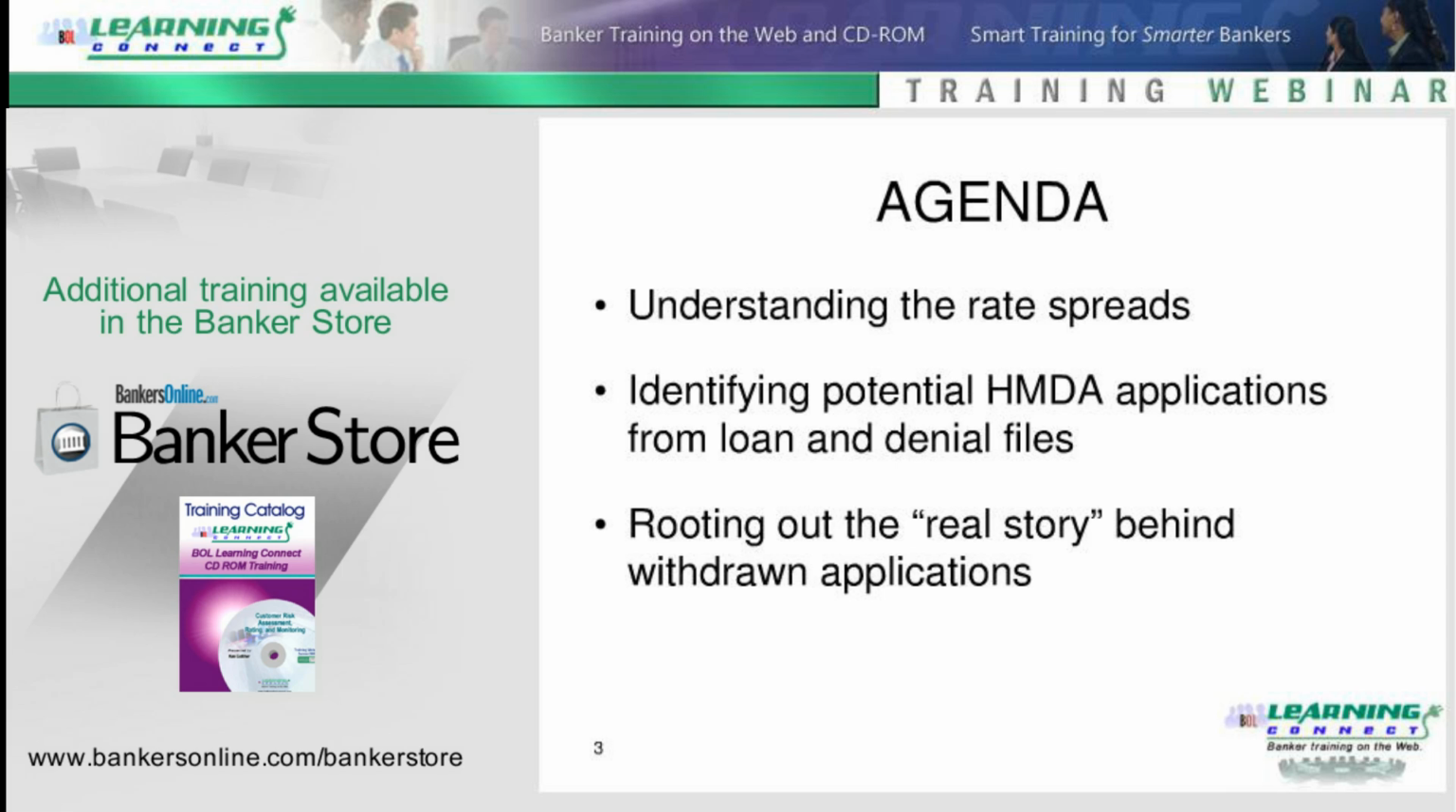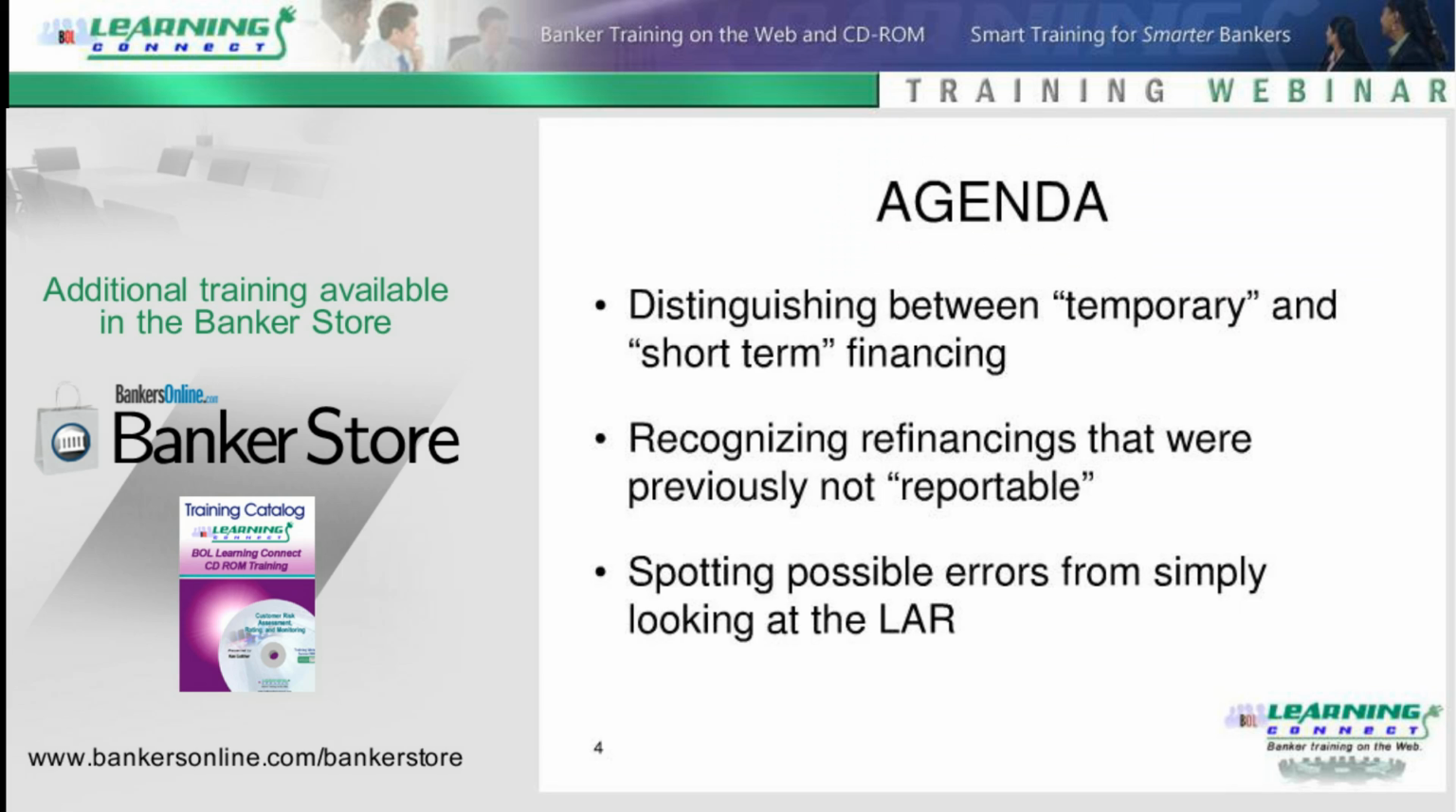We're going to talk about how to root out the real story behind withdrawn applications. With withdrawns, we really seem to still have some problems in understanding what's withdrawn versus what was approved, not accepted, or maybe even, worst case scenario, one that should be instead denied. We're going to talk about the difference between temporary and short-term financing. We're going to find a way to recognize refinancings that were previously not reportable.